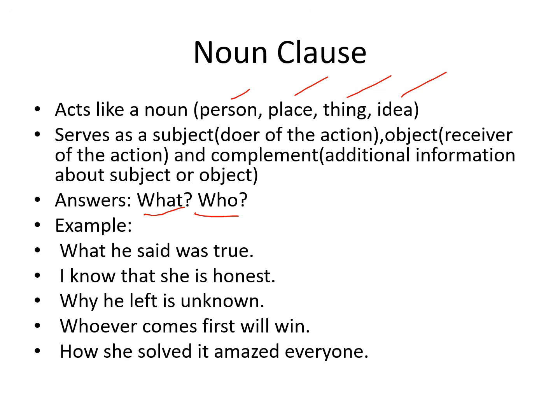These are the examples. Number one, what he said was true. I know that she is honest. Why he left is unknown. Whoever comes first will win. How she solved it amazed everyone. So here we can see an idea is talked about, or a place or person is talked about. So a noun clause refers to words like a noun.